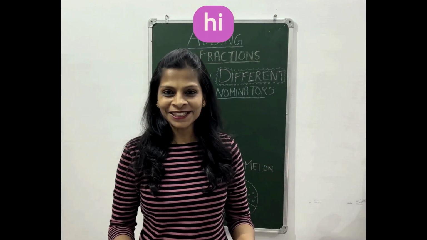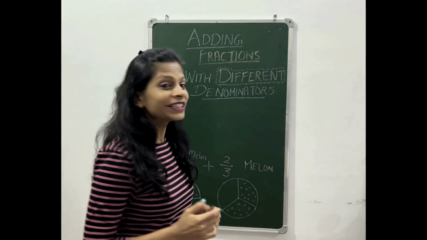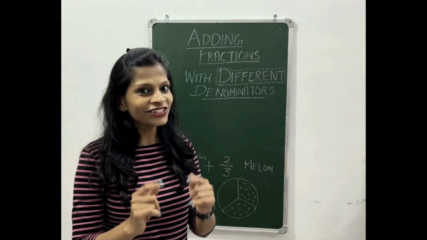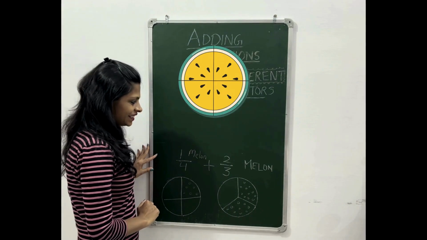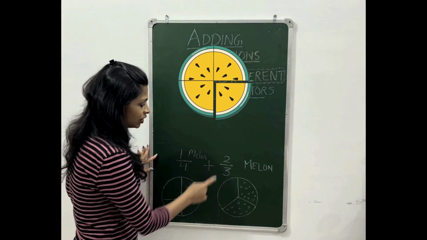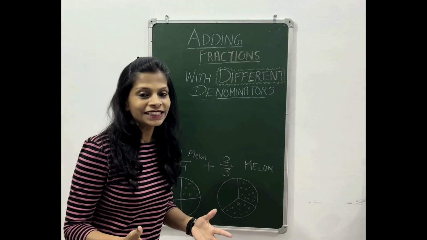Hi, in my healthier version of discussing fractions, going forward with addition of fractions with different denominators, imagine this. You ate 1/4 of a melon and then later that day you also ate 2/3 of a melon. So how much melon did you eat in total?